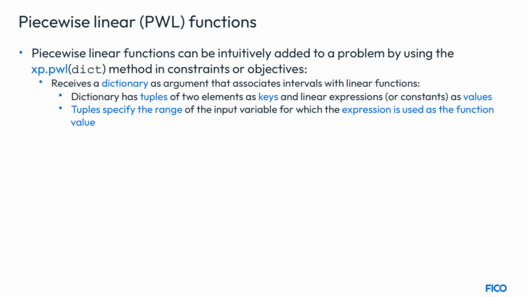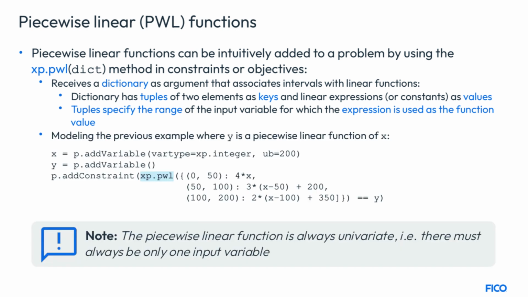Such piecewise linear functions can be conveniently added to a problem via the xp.pwl method. The method receives a dictionary as argument. The keys of the dictionary should contain a tuple of 2 elements, which specify the range of the input variable for which an expression, specified in the value fields of the dictionary, should apply.